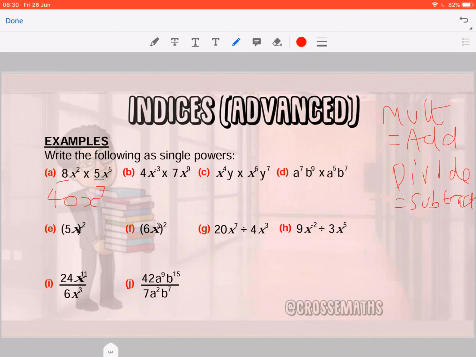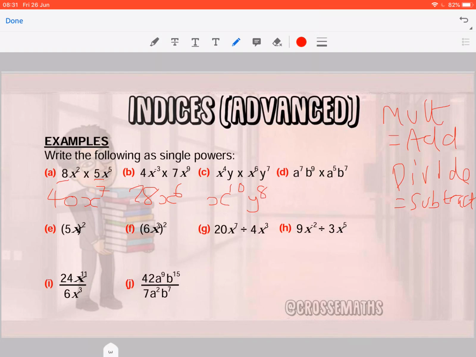Next one, 4 times 7 is 28. Add the powers together. x^-3 and x^9 add together to make x to the power of 6. Same thing on part C, but there's no numbers now, so I'm just going to deal with my powers. x^4 and x^6 makes x to the power of 10. y^7 and y^1 makes y to the power of 8.